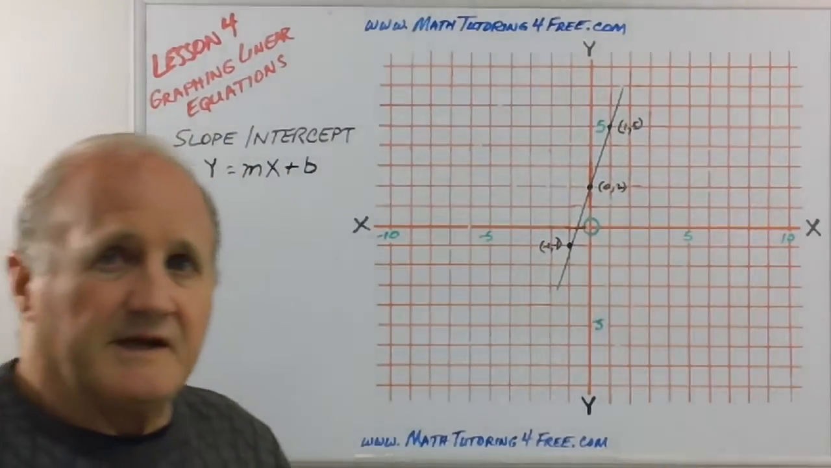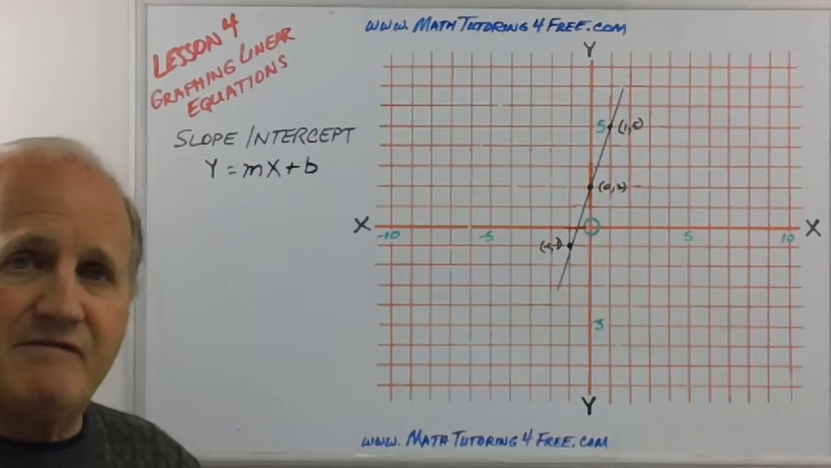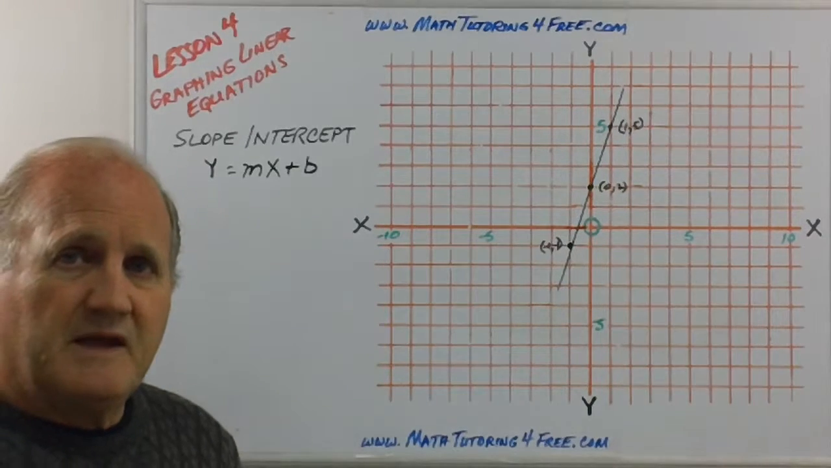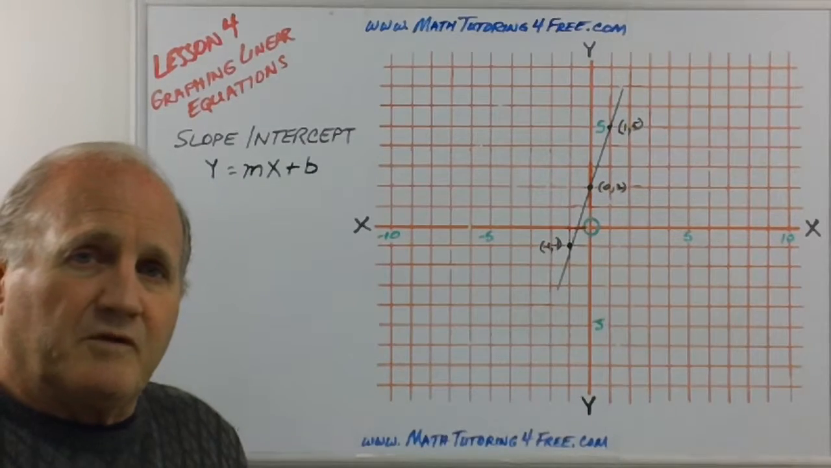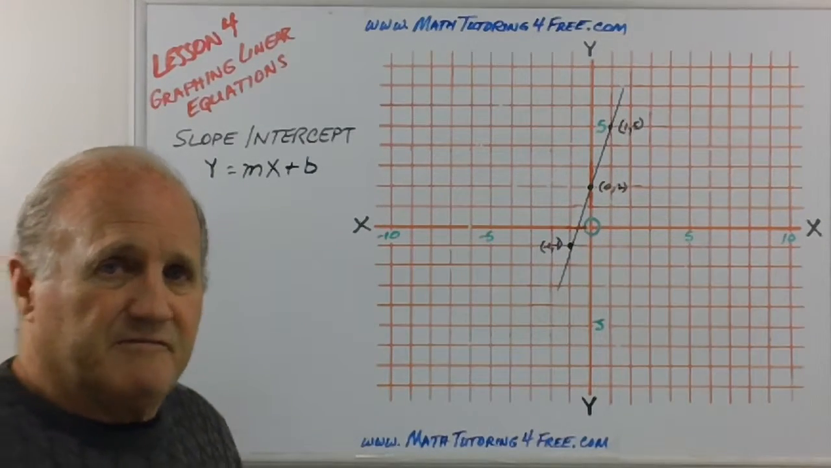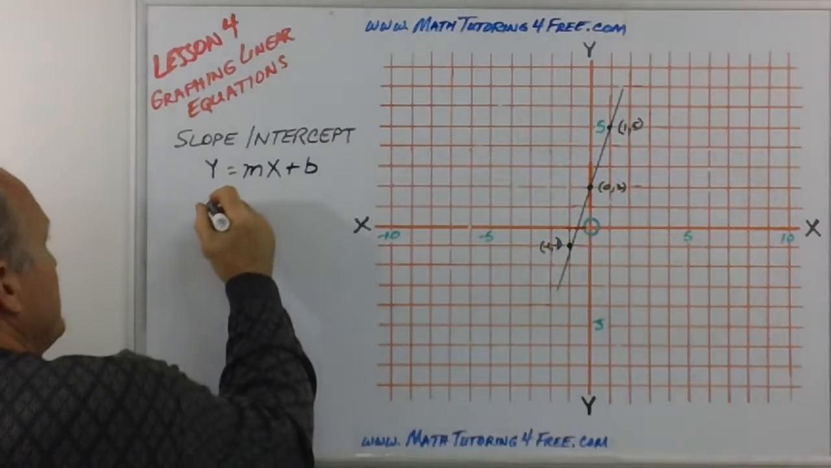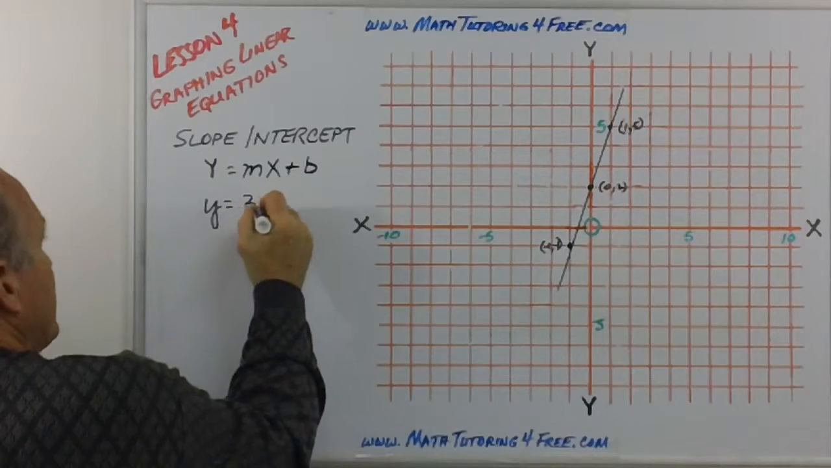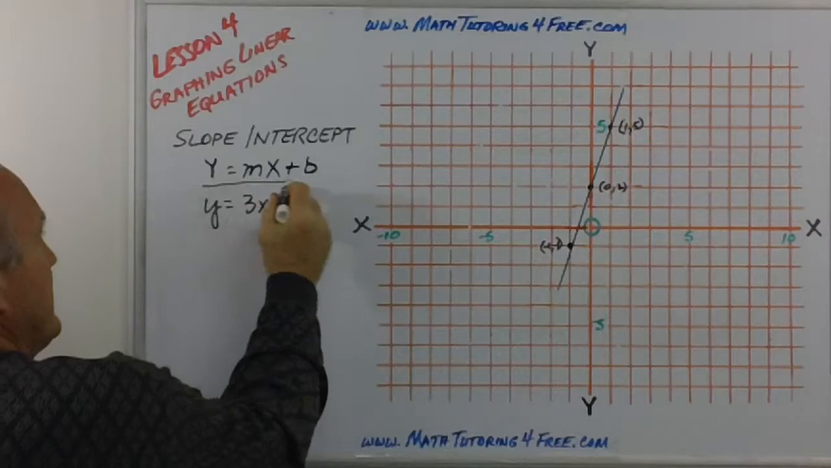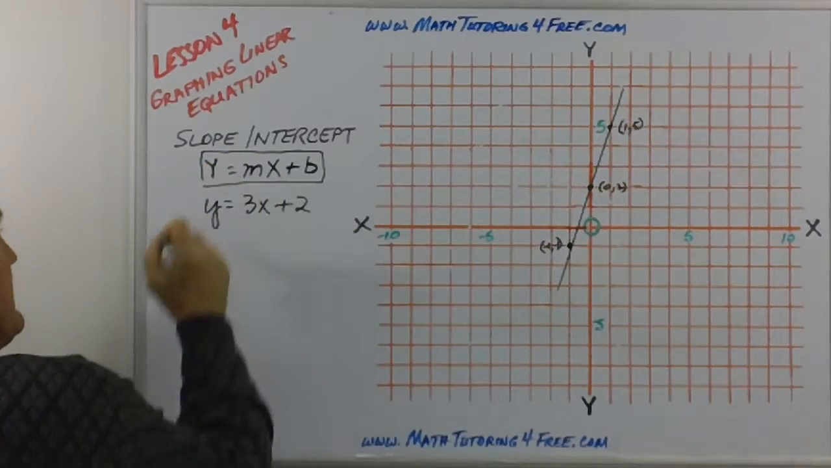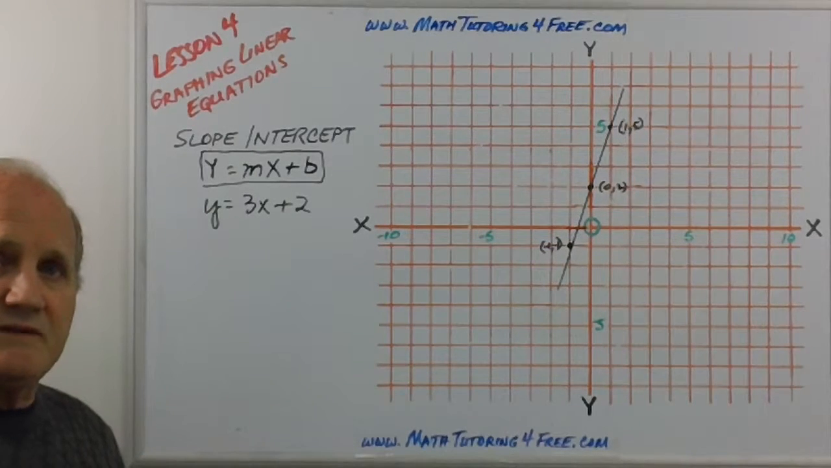Hi, this is Tom English again, and I want to follow up on our last video about graphing linear equations. I mentioned briefly the form of the equation that we call the slope-intercept form. If we look at our previous equation, we said y is equal to 3x plus 2. And the slope-intercept form is y is equal to mx plus b.